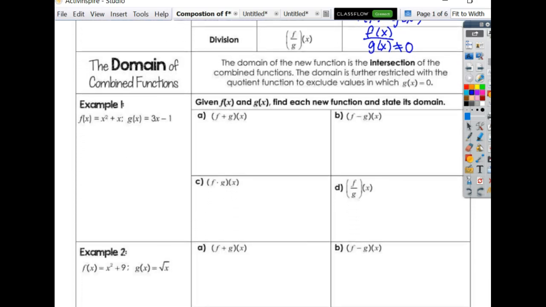So if we look at the first example, it says I want to add together the f and the g. So the f has to go first and then the g, and I'm just adding. So I'm going to have x squared plus x plus 3x minus 1. So then I'm going to combine like terms.